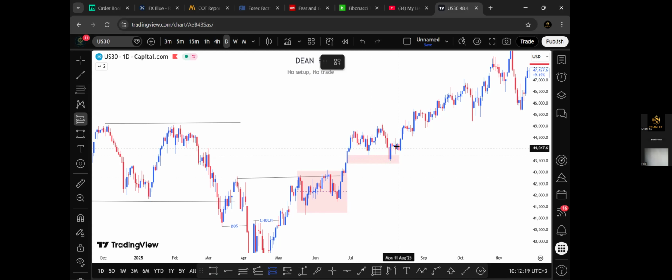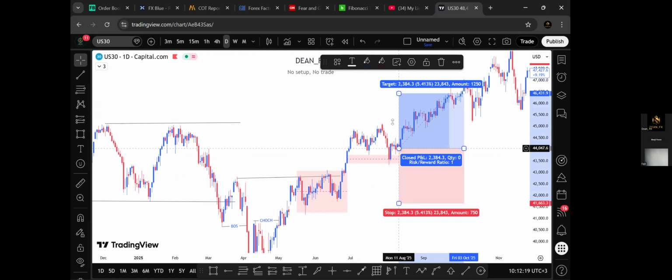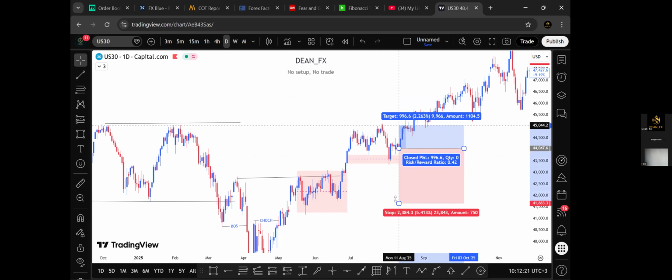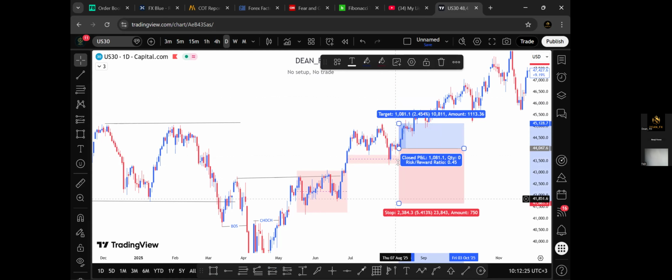Maybe you could have gotten in above the zone, targeted the high, then your stop loss just below.